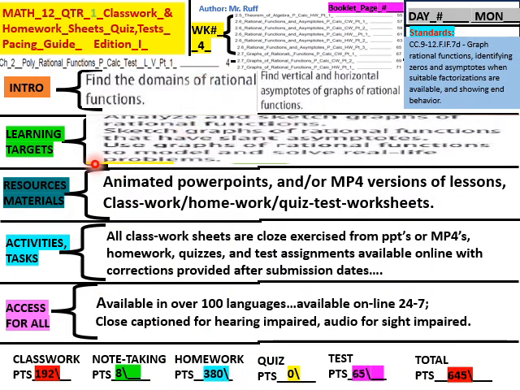And then our learning targets are: analyze and sketch graphs of rational functions, sketch graphs of rational functions that have slant asymptotes, and use graphs of rational functions to model and solve real life problems. So we're going to get into applying this to real life stuff.